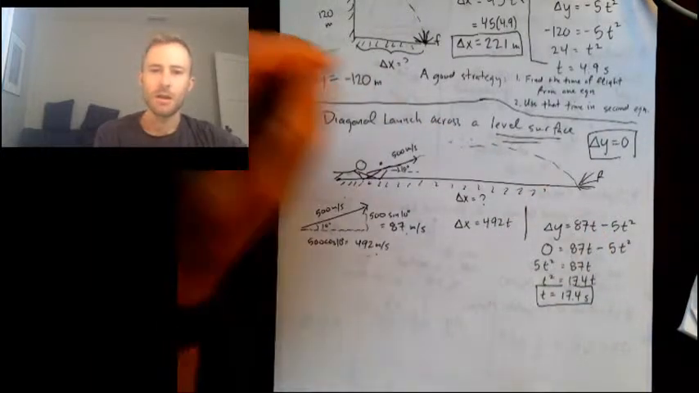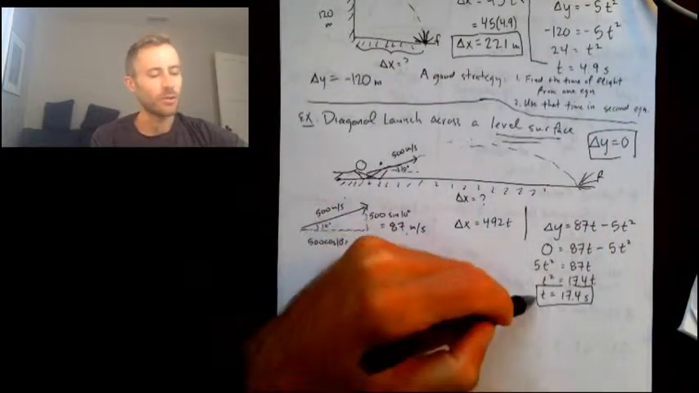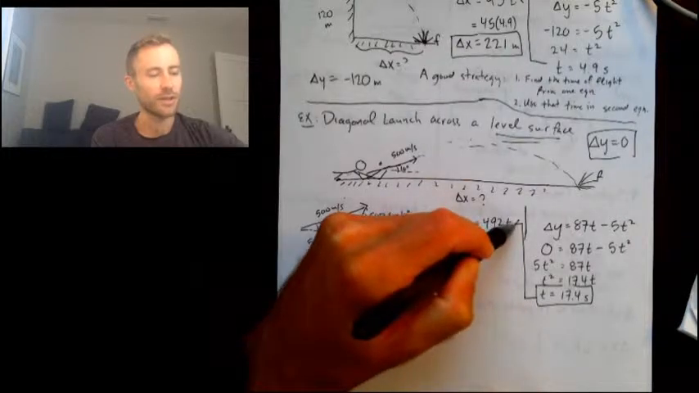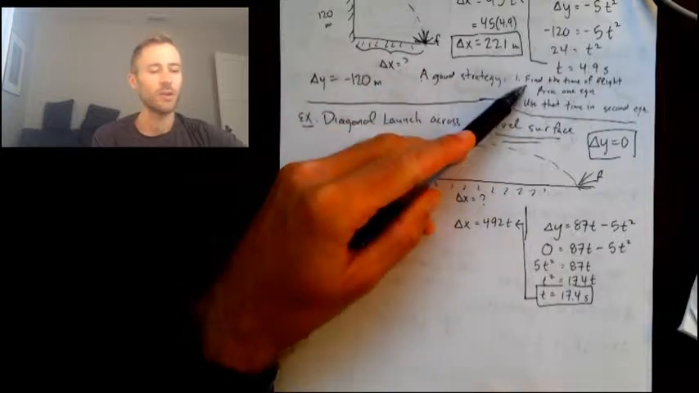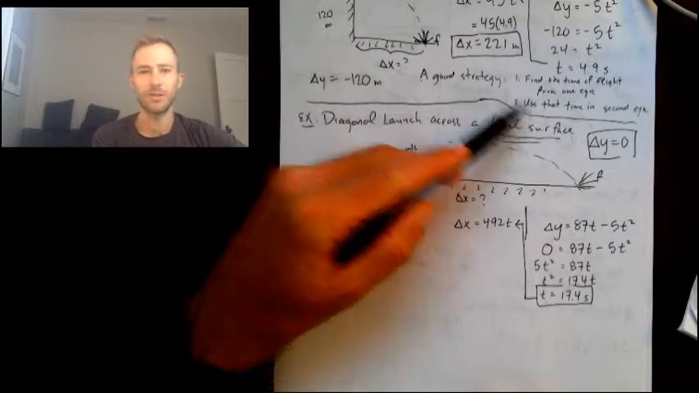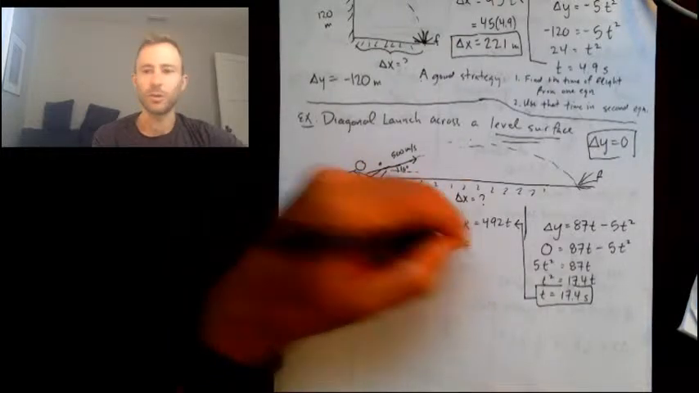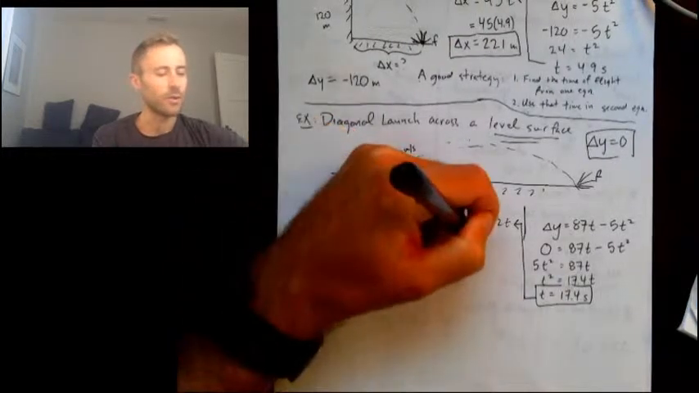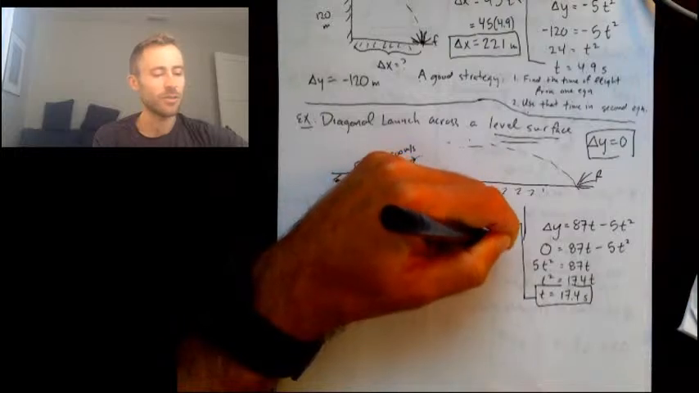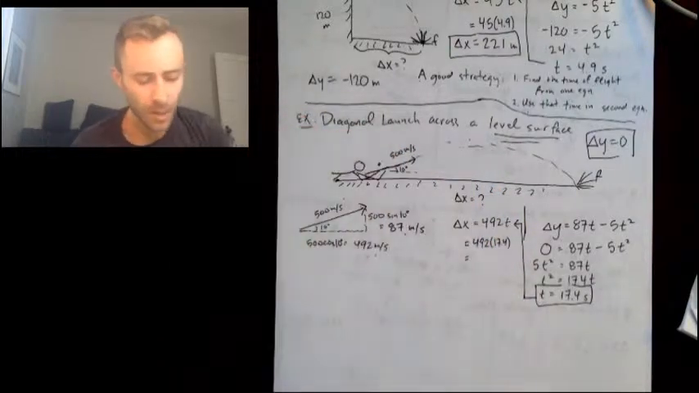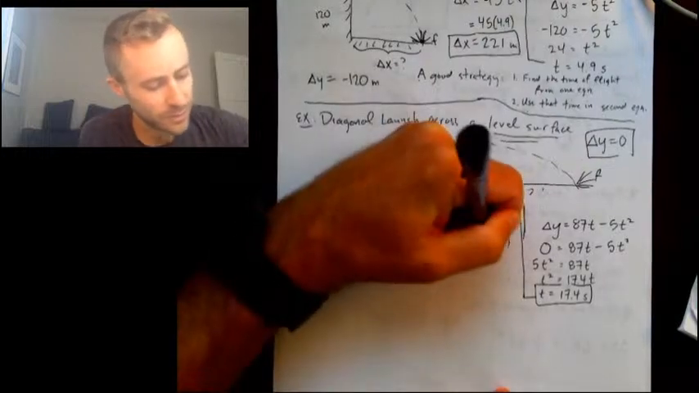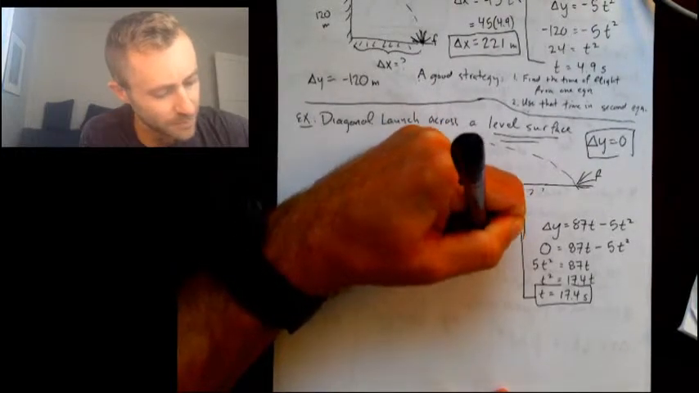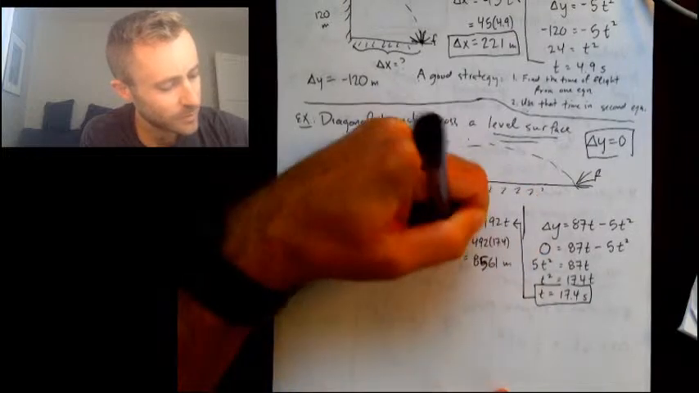Okay? So then what I want to do is plug that into my delta x equation. I'm using my good strategy here. Okay, find the time of flight from one equation, use that time in the second equation. So my horizontal displacement is 492 times 17.4. And that's about 8,561 meters, our delta x.